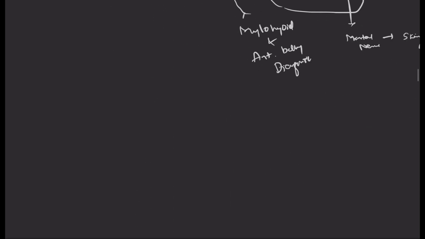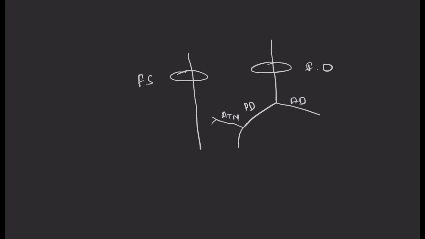And the important point which you have to remember: this is the foramen ovale, and this is the foramen spinosum, which is present at the back of the foramen ovale. The mandibular nerve comes out and divides into two branches, the posterior division and the anterior division. From the posterior division, a nerve arises called the auriculotemporal nerve. It loops around the middle meningeal artery, which helps in the identification of the auriculotemporal nerve.